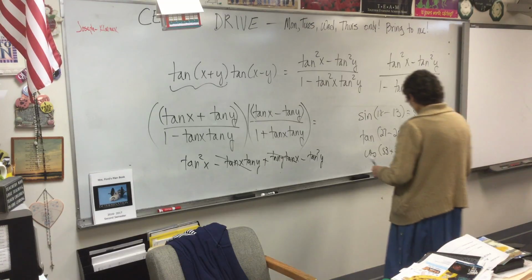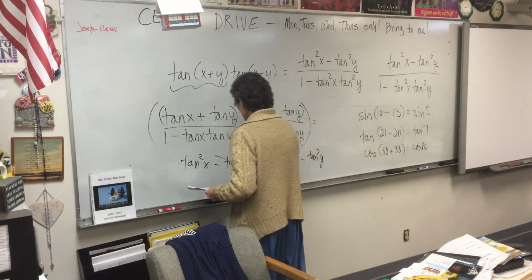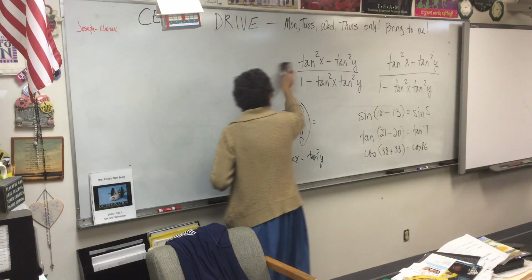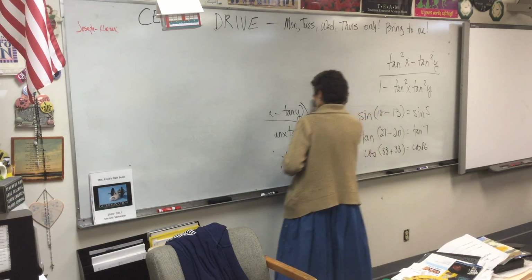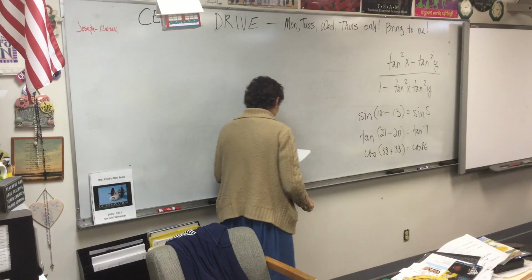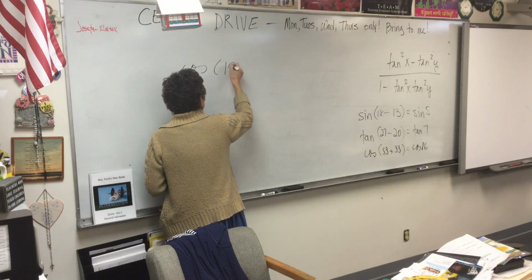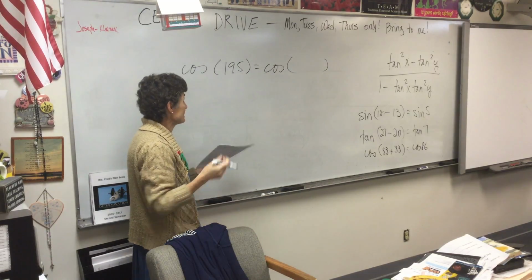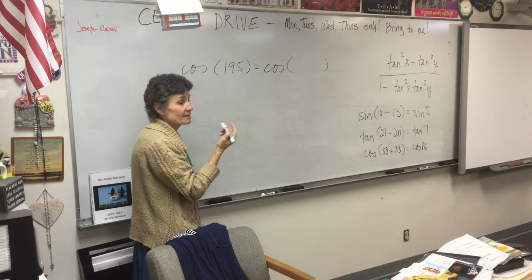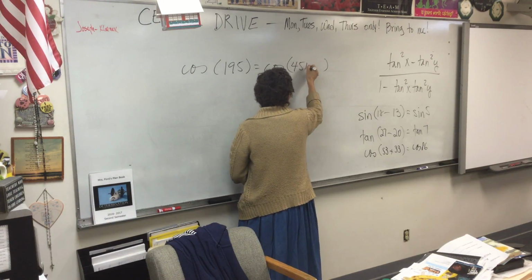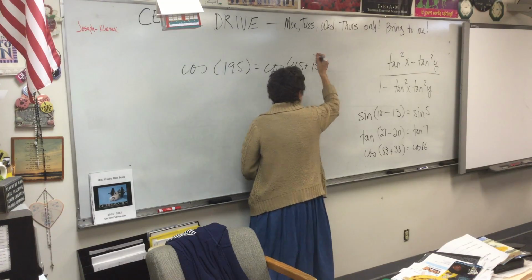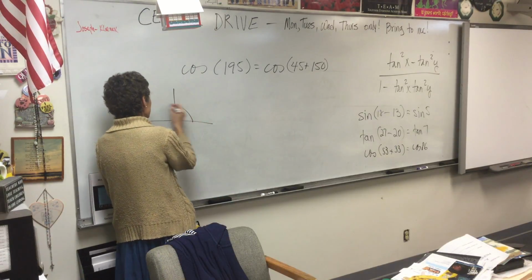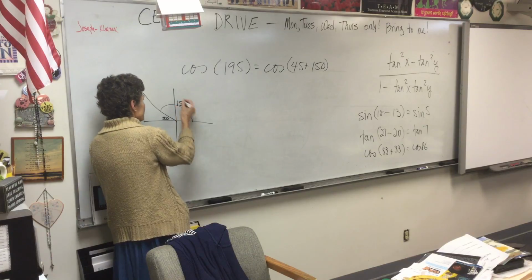All right, next one. Have we ever done anything like number 2? Yes. What are we thinking when we look at number 2? We're thinking of 195 as something. Now I told you earlier, when I see a 5 on the end like that, 195, I think 45. So that would be 45 plus 150. Is 150 special? Can I use 150? Yes, because its reference angle is 30.